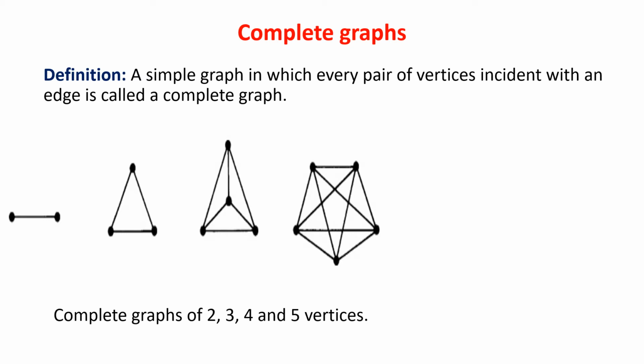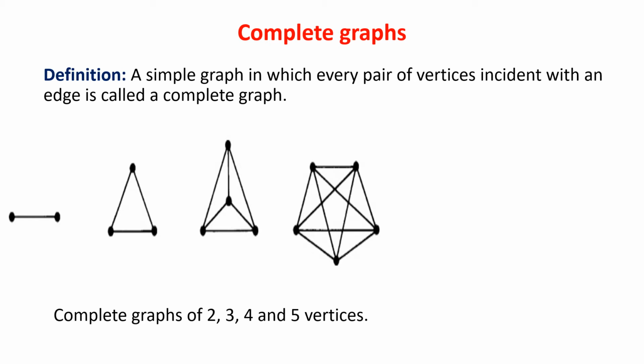In a complete graph of two vertices, each vertex is of degree 1 and the number of edges is 1. In a complete graph of three vertices, each vertex is of degree 2 and there are a total of 3 edges. In a complete graph of four vertices, each vertex is of degree 3 and there are a total of 6 edges. In a complete graph of 5 vertices, each vertex is of degree 4 and there are a total of 10 edges.